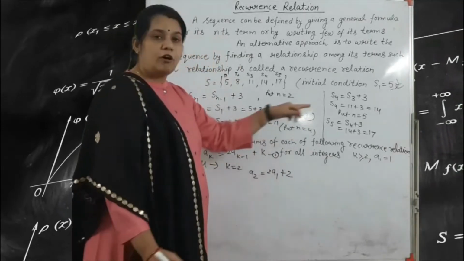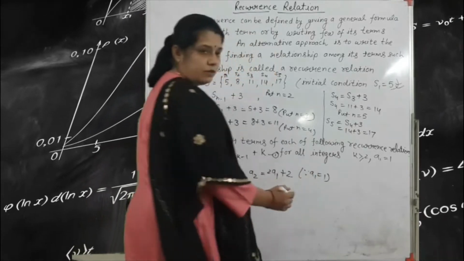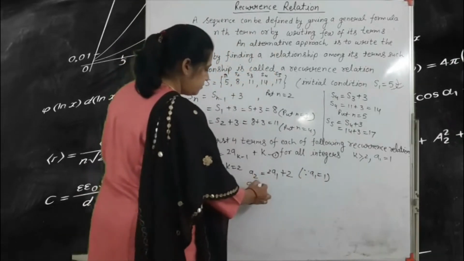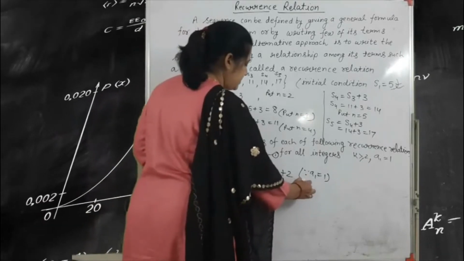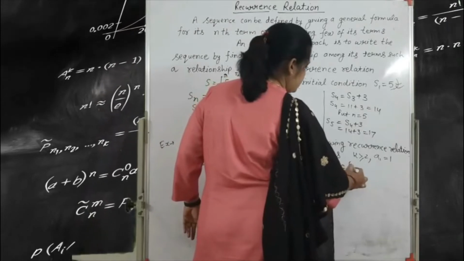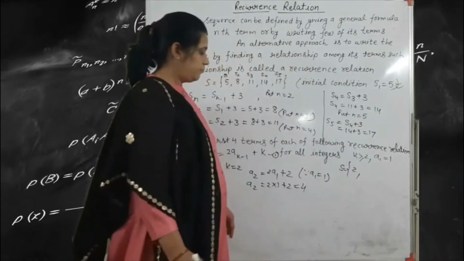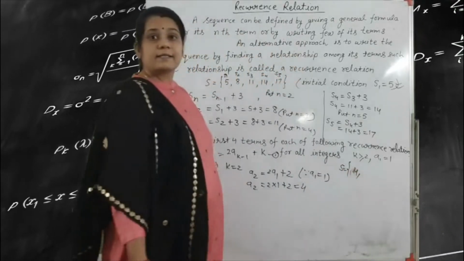And a_1 is already given as 1. So we put a_2 = 2 × 1 + 2, that means 4. Okay, so our first value is a_2 = 4.